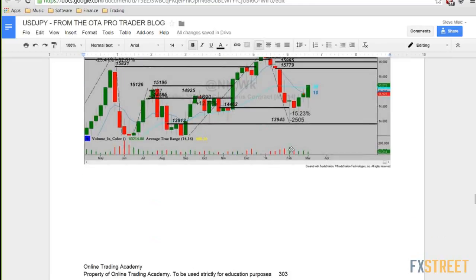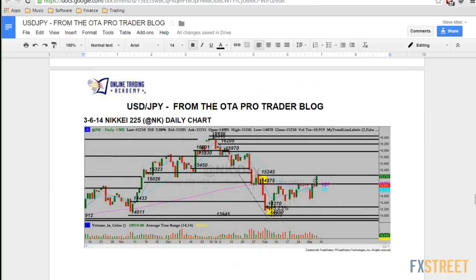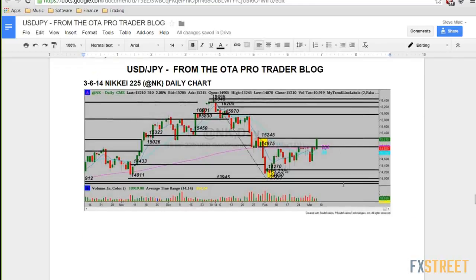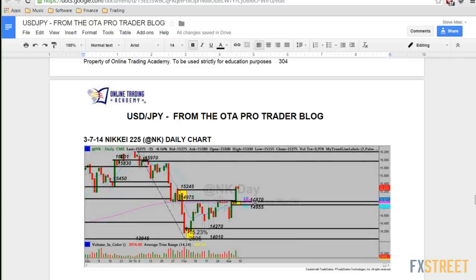And on the daily chart, the Nikkei is also very bullish. It's got a candle that's almost all the way through the supply level, indicating that anybody that wanted to sell at that price level has probably gotten their orders filled. And then the Nikkei pokes through the supply level. It actually creates a tiny little area of demand between 14,870 and 14,955. So there's actually a little tiny pocket of demand here.